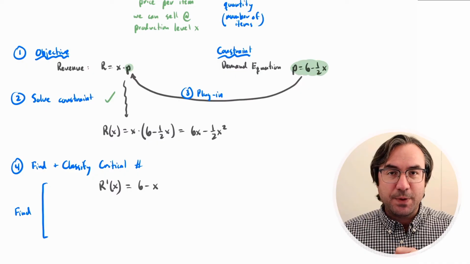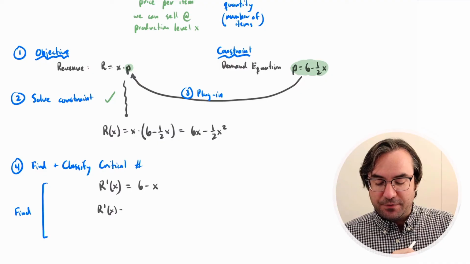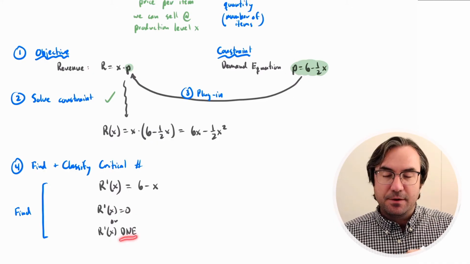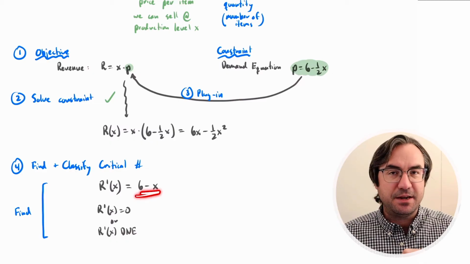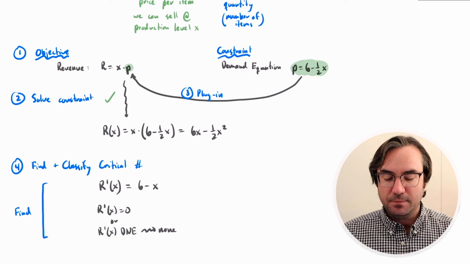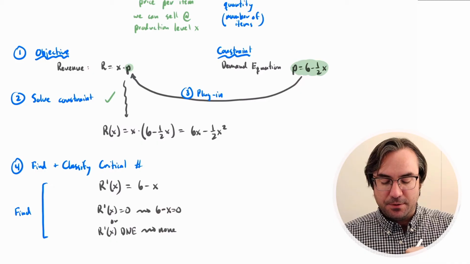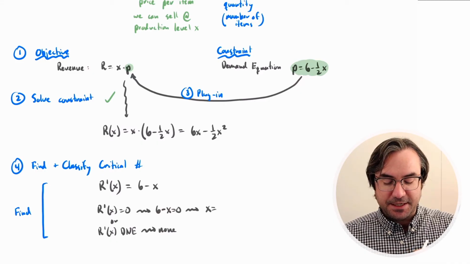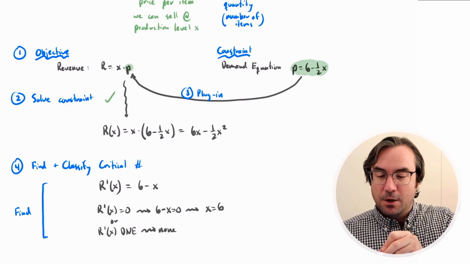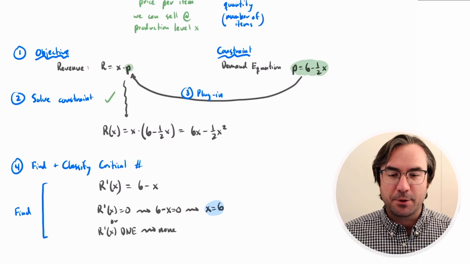All right, and once we have our derivative, there's two ways we can get a critical number. It's either where the derivative is 0 or where the derivative does not exist. And derivative not existing, we're looking for division by 0. We don't see any division by 0 here, so none in this case. And if we set our derivative equal to 0 and solve, we get x equal to 6. All right, so we've got our critical number here.